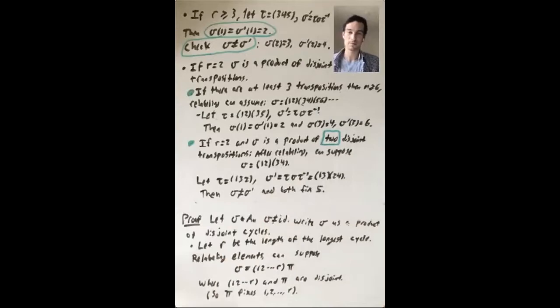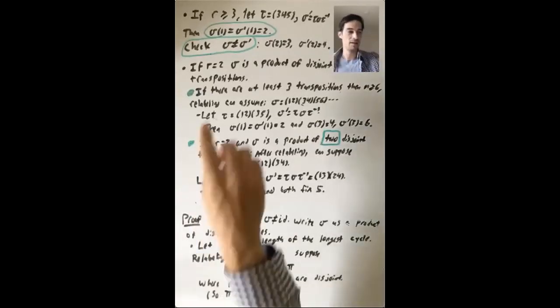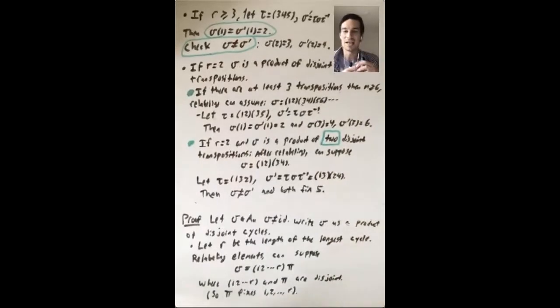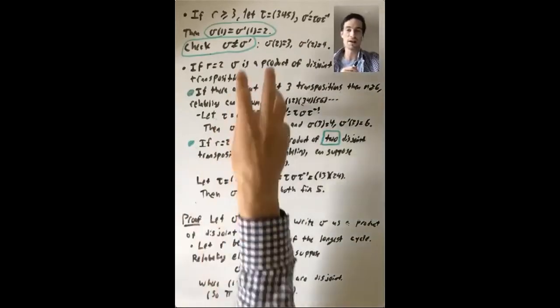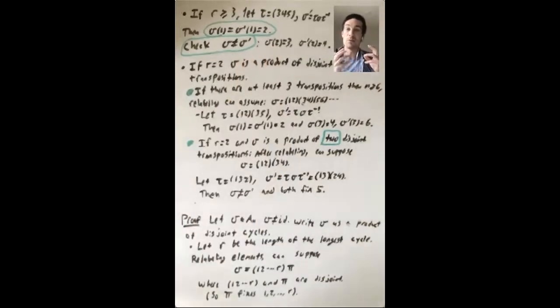OK, so how did this proof go? Once you have the statements, the idea is to write your permutation as a product of disjoint cycles. And there's this clever idea of working with the longest cycle length. So if that longest cycle length is at least 3, we can do one thing. And in the case where your permutation is a product of disjoint transpositions, you have to work a little harder. But it's very explicit. You actually find which conjugate makes the statement of the lemma true.